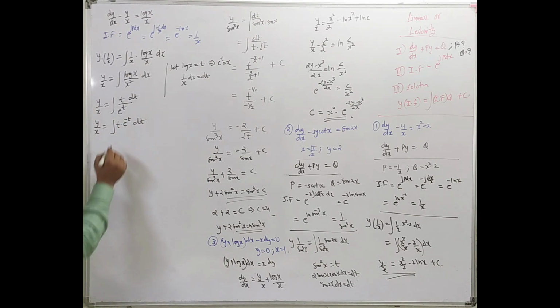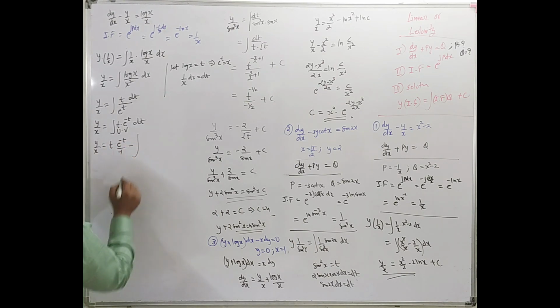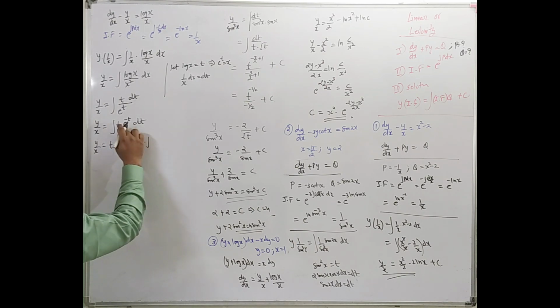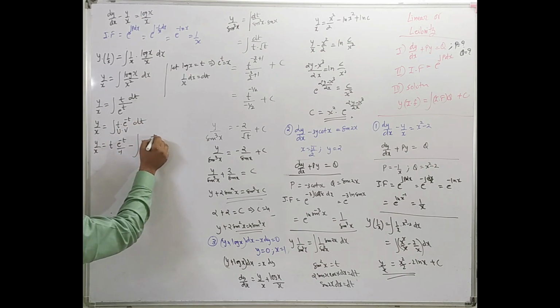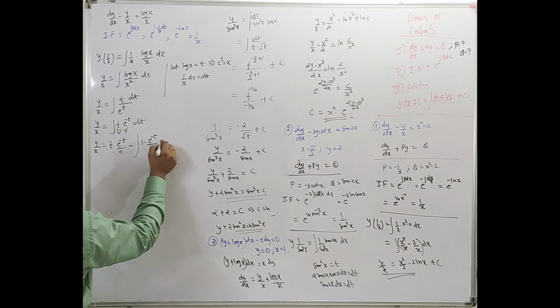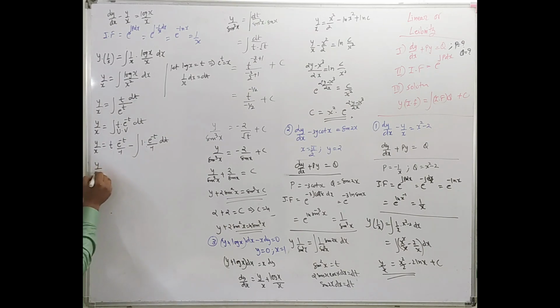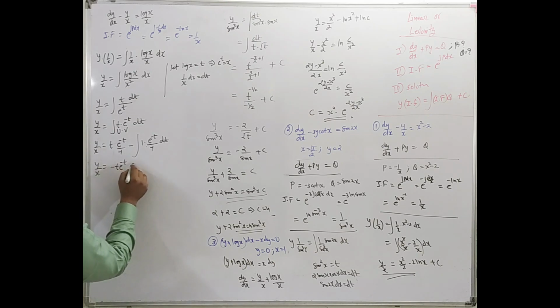Now the u dot v method we will use. So it will be u, integration of v, minus integration of du by dx times integration of v dx. So it would be e to the power minus t by minus 1 dt. Further simplifying, plus integration of e to the power minus t dt.